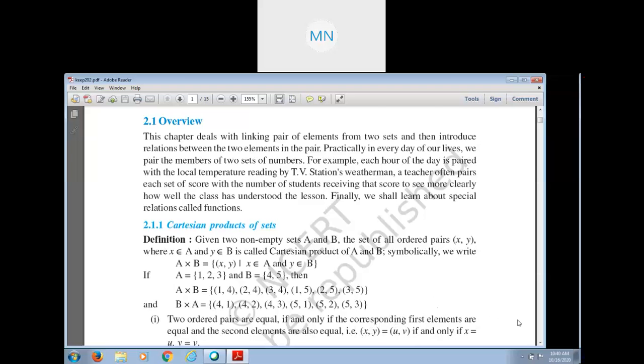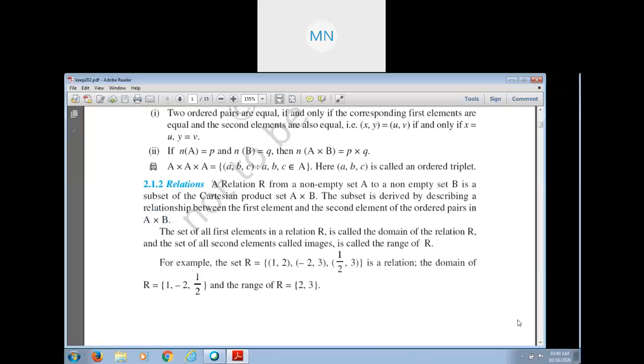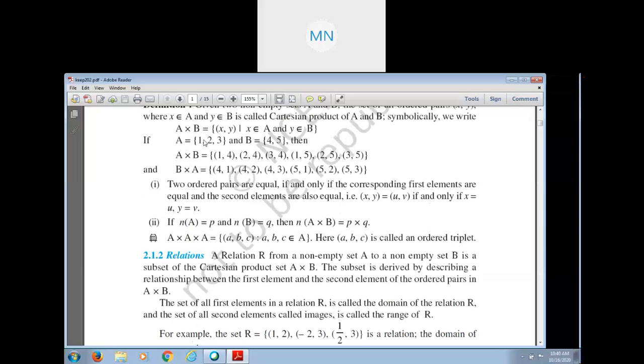After that, we'll discuss relation, and see this also. If A has P elements, B has Q elements, then the number of elements in A cross B is what? P into Q. Remember this, it is very important. Here, A has 3 elements, B has 2 elements. So how many elements are there in A cross B?